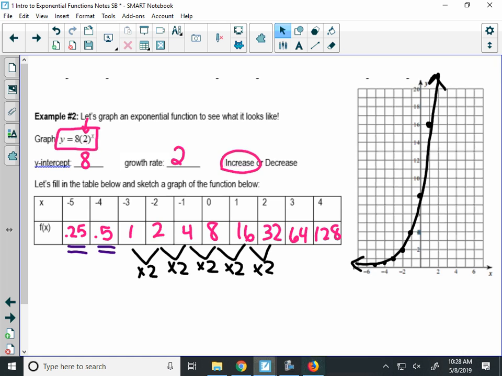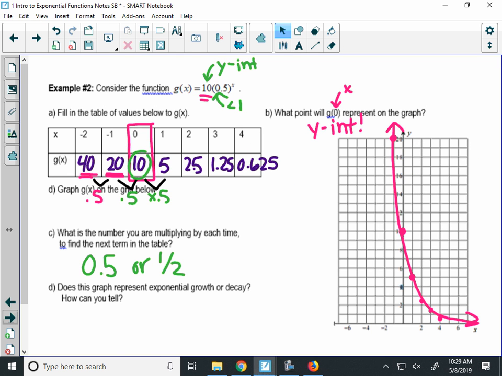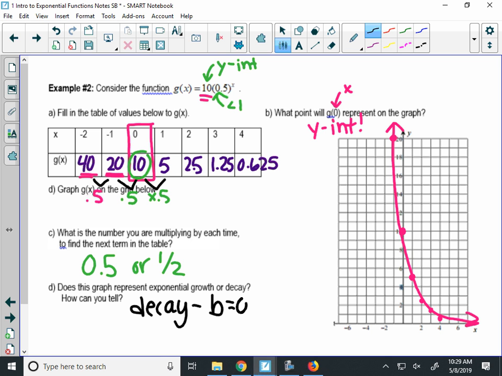All right, so back to our decreasing exponential. It's asking me, was this growth or decay? Well, we know it's decay. We've been talking about that for two reasons. One, the b, the growth rate, which is 0.5, is less than 1. The other reason is because your graph is going down. Your graph is decreasing.